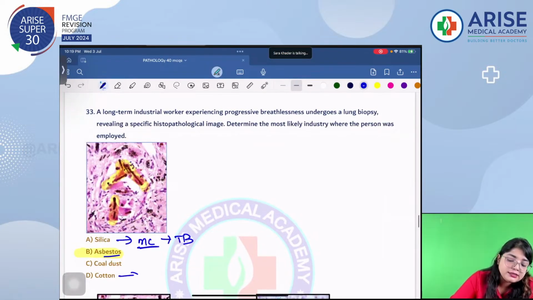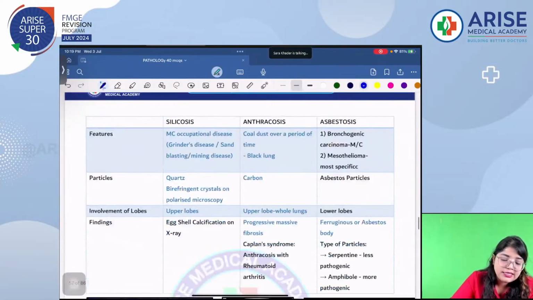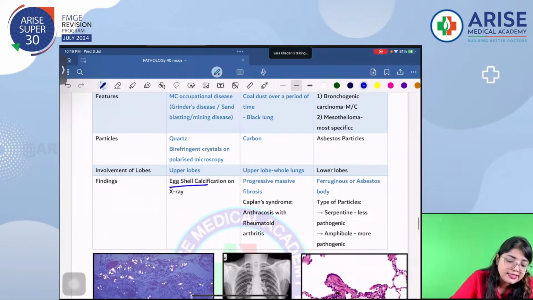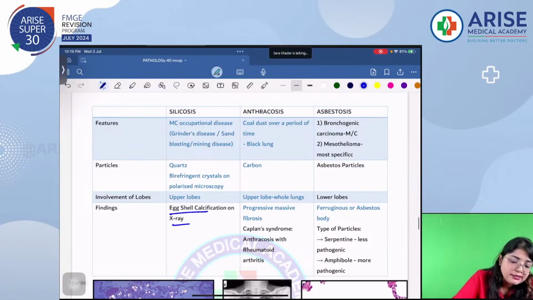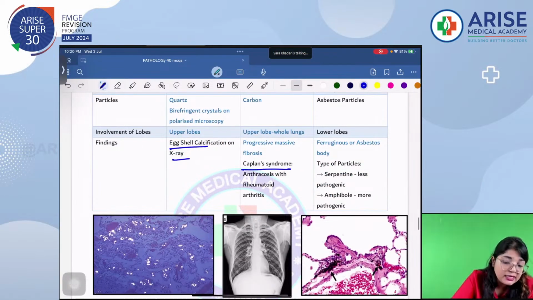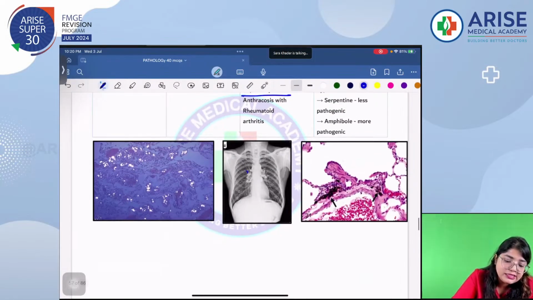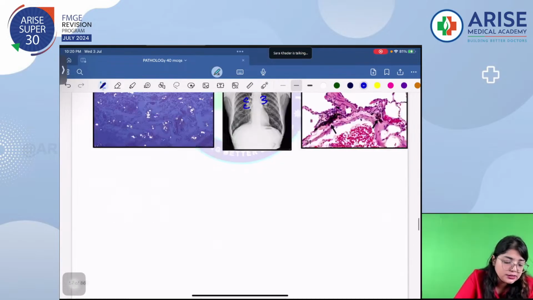Okay, cotton is byssinosis. Byssinosis. Okay, byssinosis. Yes, you can see eggshell calcification on X-ray in silicosis, right? This is the most common occupational disease. Coal, you can see Caplan syndrome, progressive massive fibrosis is seen. All right. So this eggshell calcification, it is seen in silicosis.